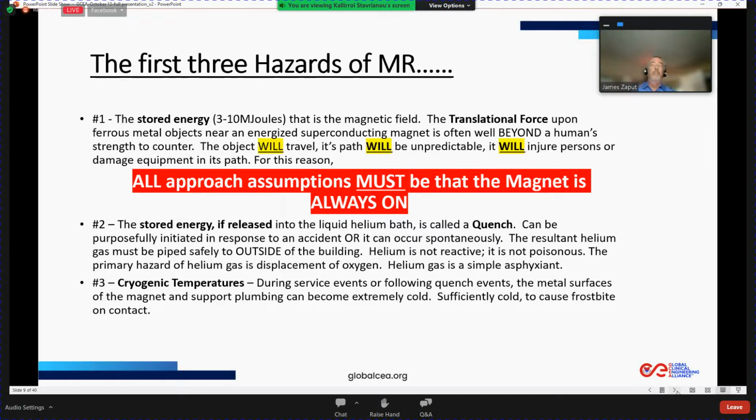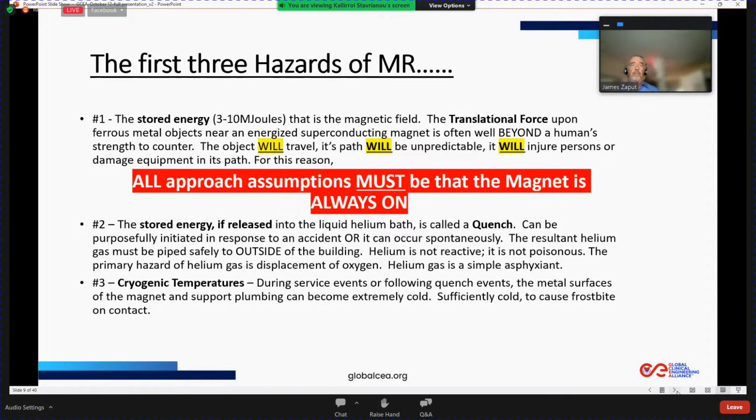And lastly, the resultant helium. The energy that is stored in the magnet is absorbed by the liquid helium. That liquid helium converts to a gas, and that gas has to be vented out of the room. By engineering design, that helium is routed up to a quench pipe and is ducted outside the building. Helium is not reactive. It is not poisonous. The primary hazard of helium gas is that it displaces oxygen. Helium gas is a simple asphyxiant.